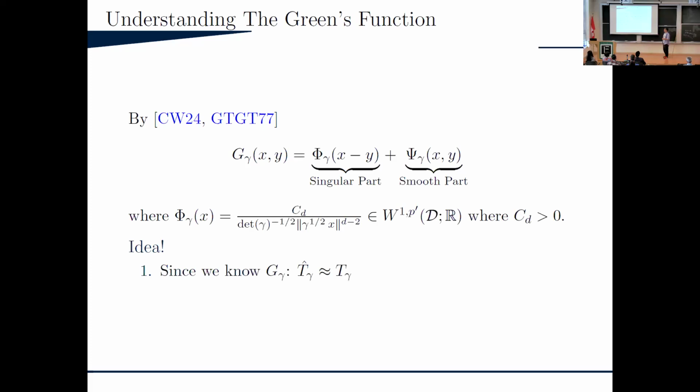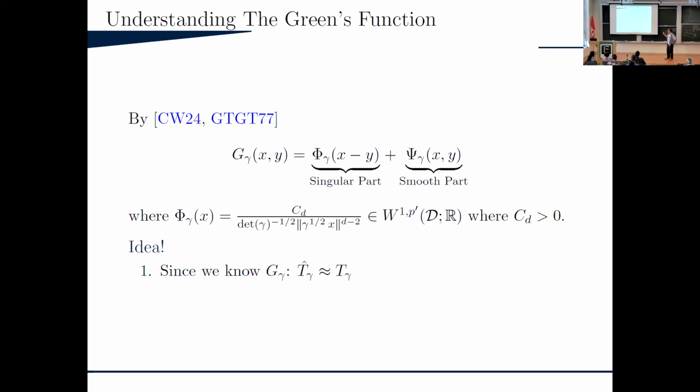But here is the magic. Actually, it has a very, very simple closed form. It's just the following thing. I put in some constants, but it's effectively the root of gamma, the positive definite matrix, times some power of the norm. So that's something you can code in half a line. You don't need to zoom out on your screen.